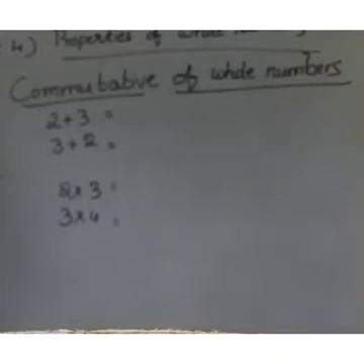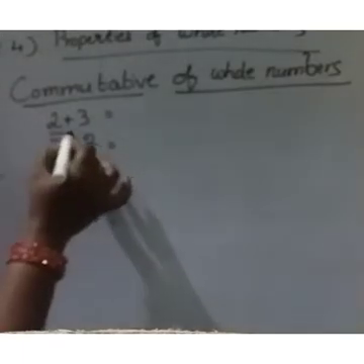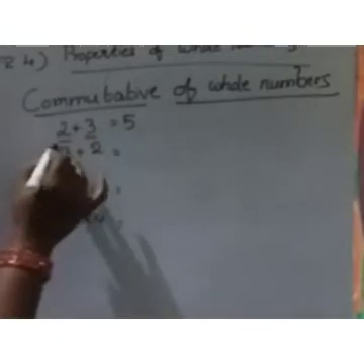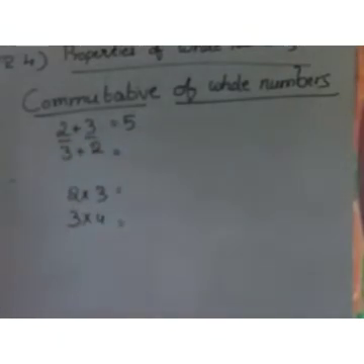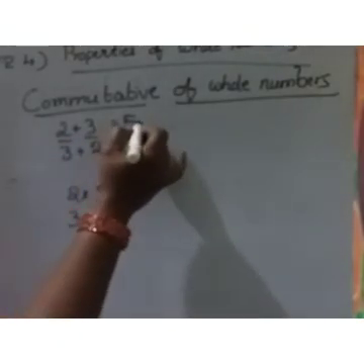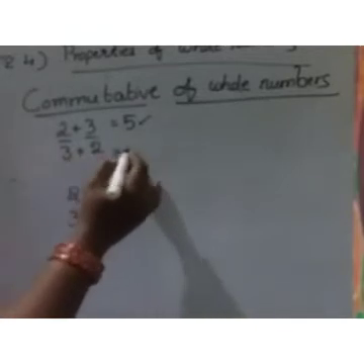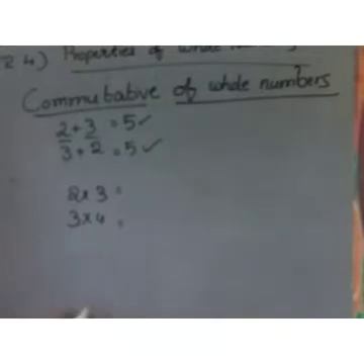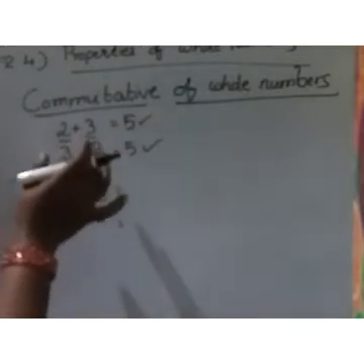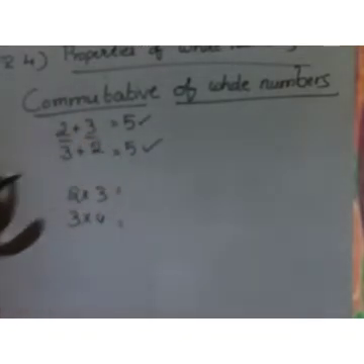Next, commutativity of whole numbers. Here, 2 plus 3 and 3 plus 2 under addition. 2 plus 3 is 5; a whole number 2 plus a whole number 3 gives 5, also a whole number. Now change the places: 3 plus 2. Here also we get 5. So when we change the places of a pair of whole numbers, we get the same answer. A plus B is equal to B plus A.